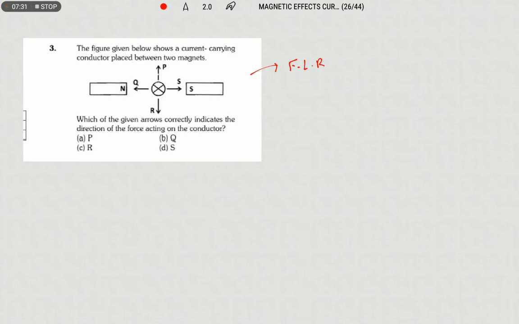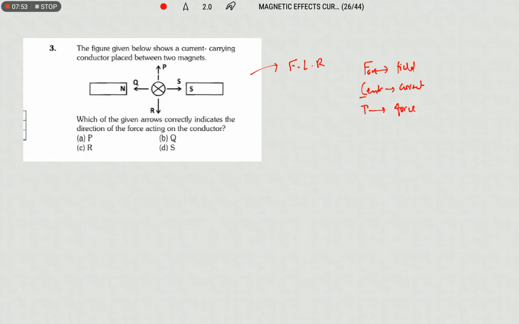We know that the direction of the field, we need to stretch our left hand forefinger in the direction of the field, central finger in the direction of current, and thumb gives the direction of force acting on it.